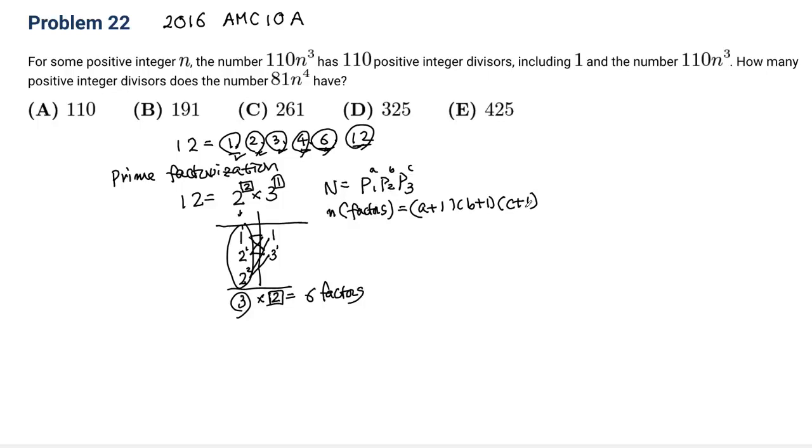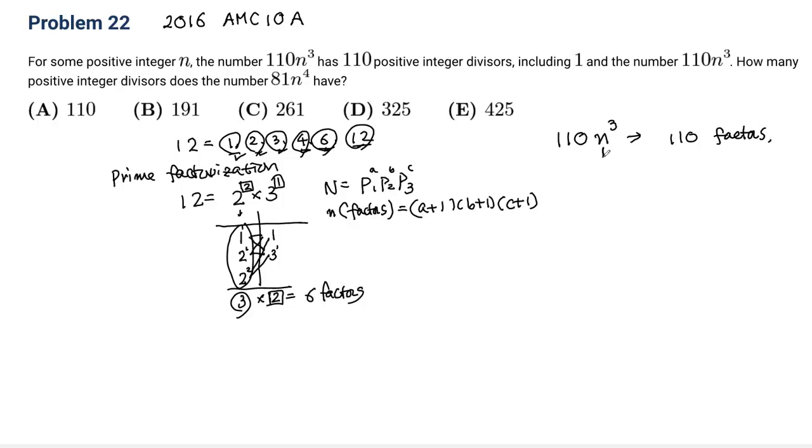All right, now let's start with the problem. 110 times n cubed. This one has 110 positive integer divisors. 110 factors there.